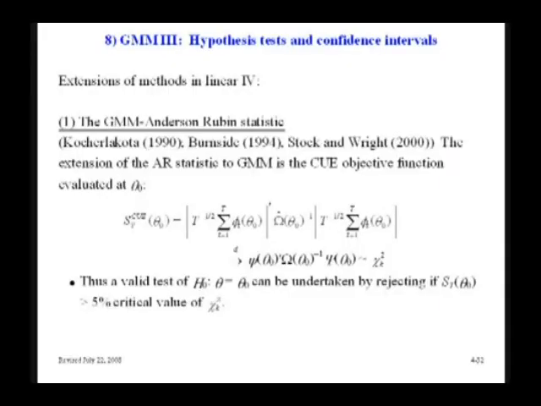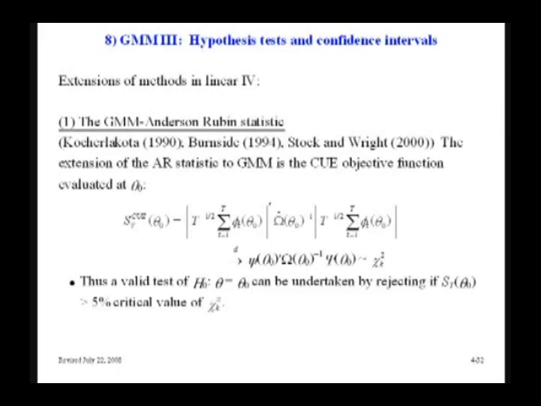So what that says is you can test. You can do a test that's valid asymptotically, no matter how strong the instruments are. That is, it'll have the right size by just evaluating the CUE objective function and comparing it to the chi-squared k critical value.